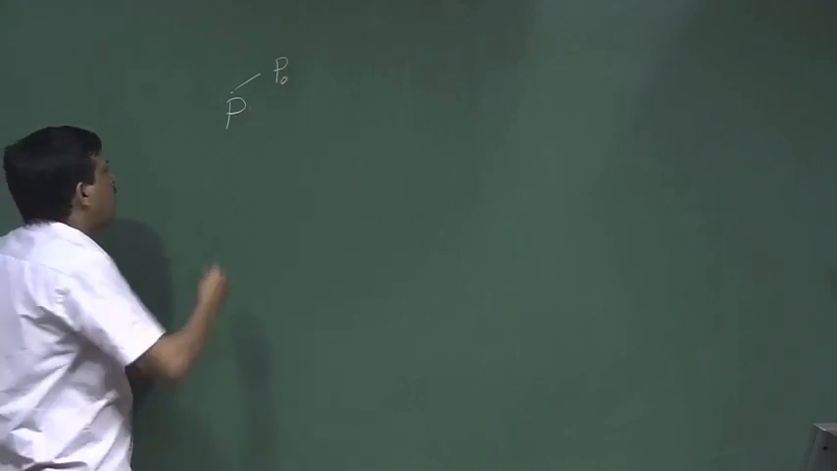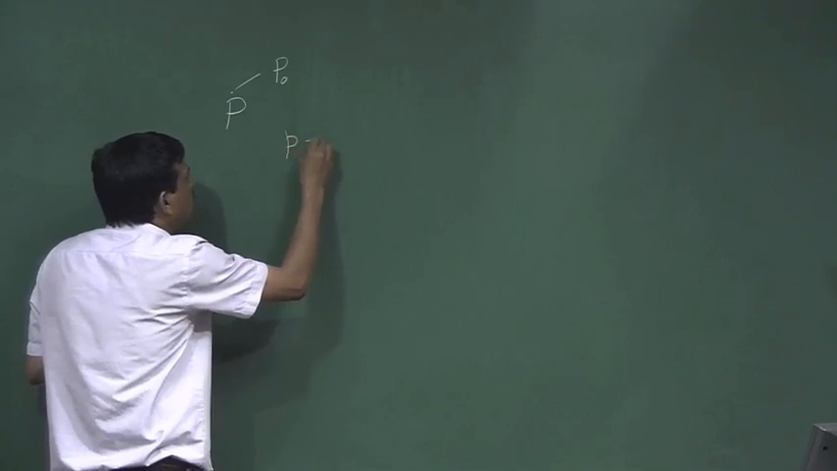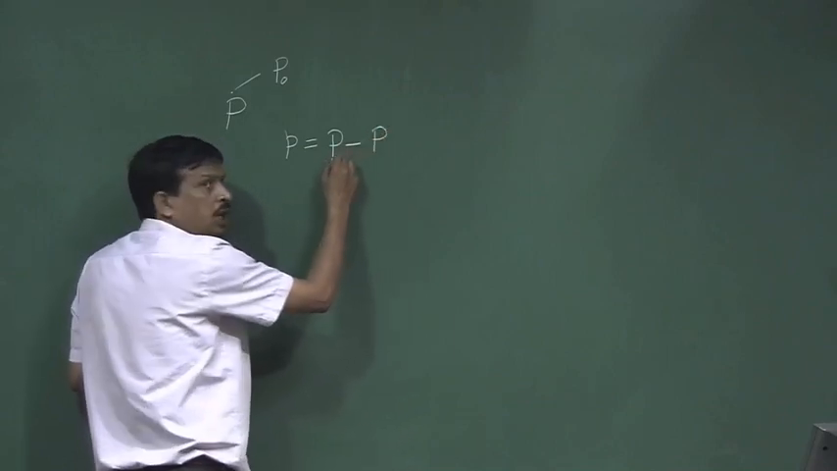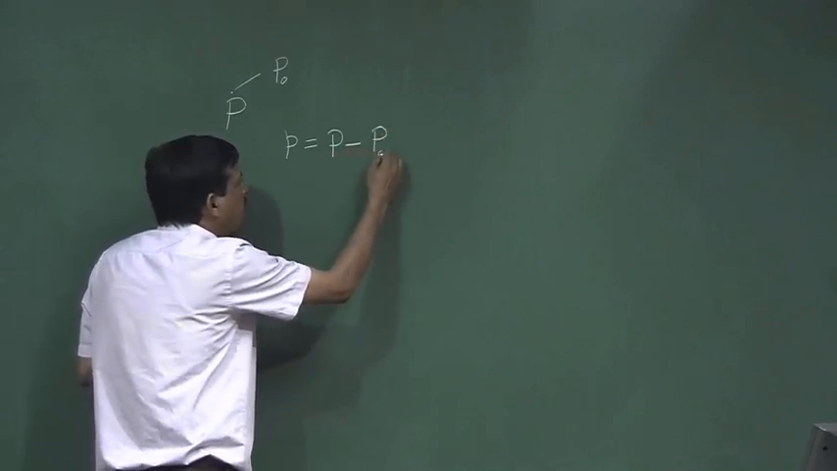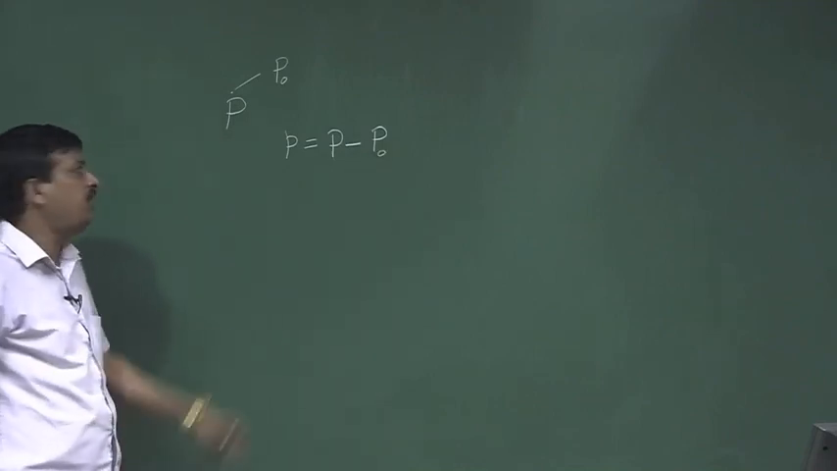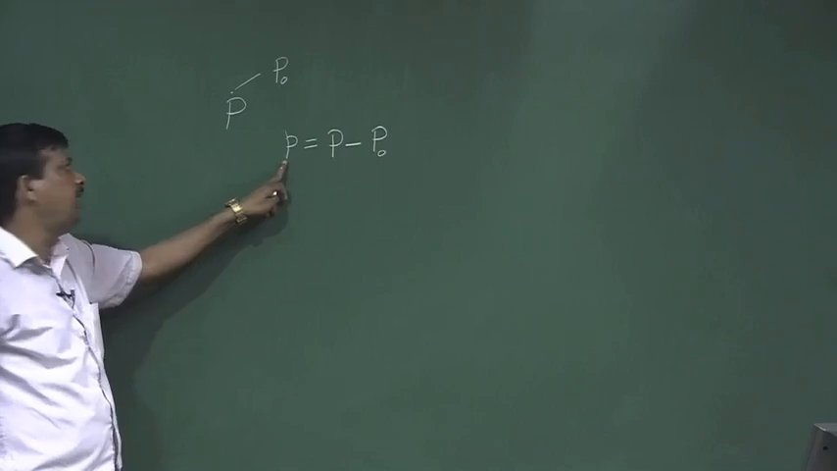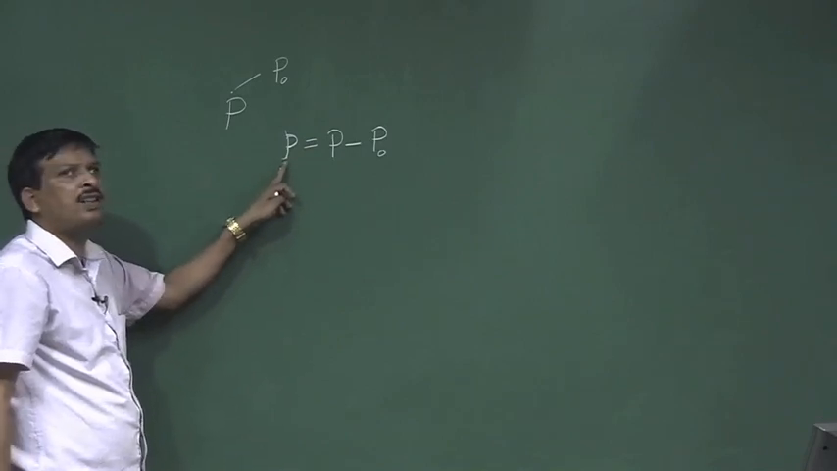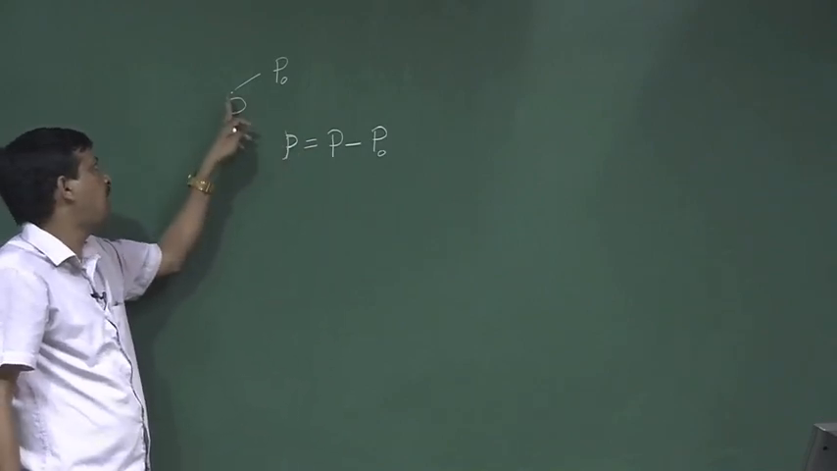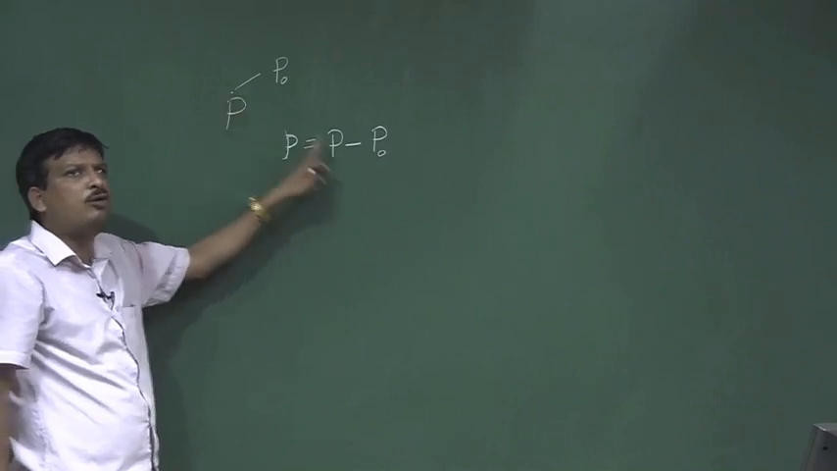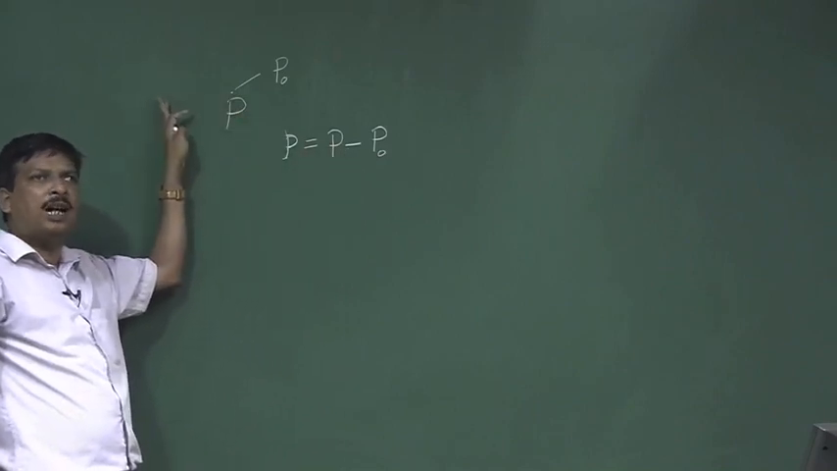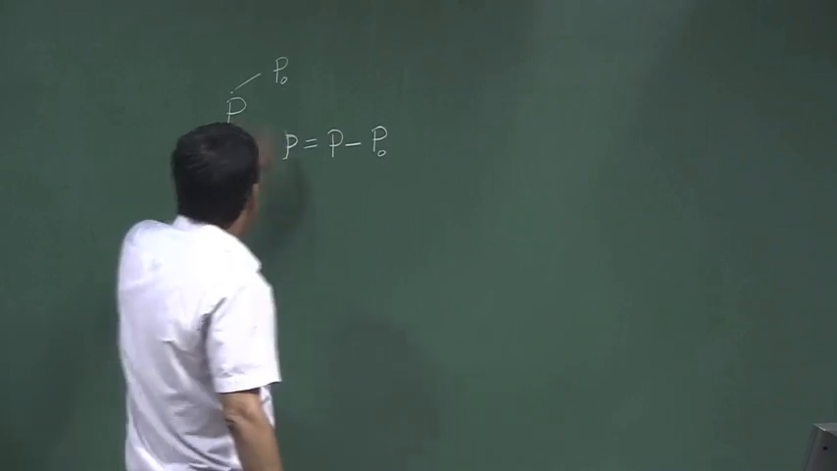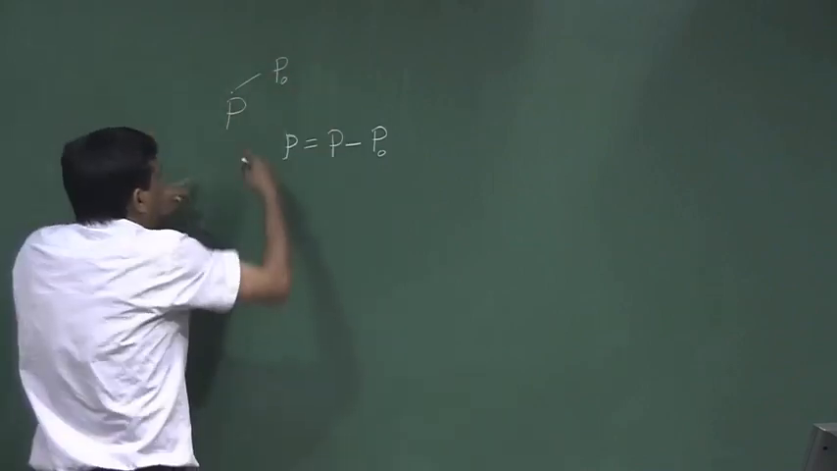So, what should be the acoustic pressure? It will be the small p, which is the difference between the total pressure or instantaneous pressure minus the equilibrium pressure. So, that is the acoustic pressure. Small p is nothing but the acoustic pressure, which is the instantaneous pressure, that means the pressure at this point, minus the equilibrium pressure. If the acoustic force is not applied, what should be the pressure at that point? That is the equilibrium pressure.